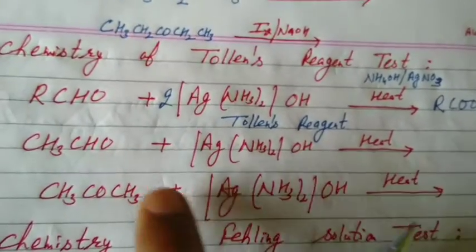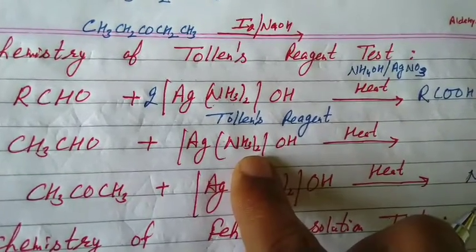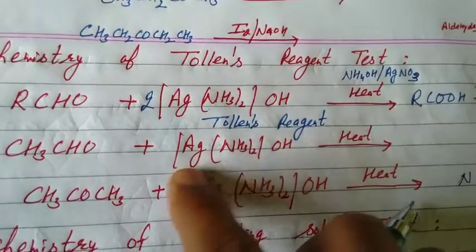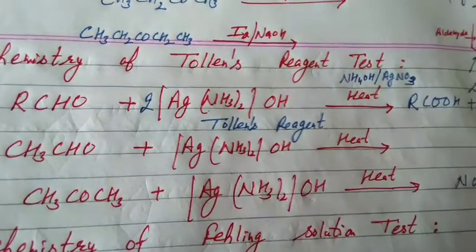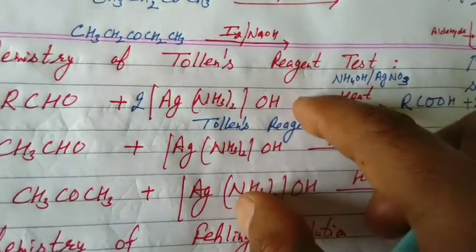Next, do the same. Complete this reaction. Chemistry of Tollens reagent: ethanol plus Tollens reagent. Do the reaction. It will oxidize ethanol to ethanoic acid. Separate metal, separate ligand, oxygen undergoes reduction to give water, right at the bottom of the silver mirror. So we call it the silver mirror test.